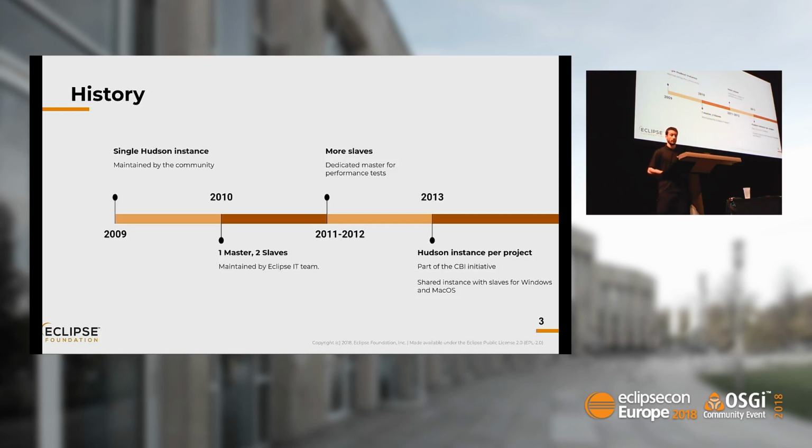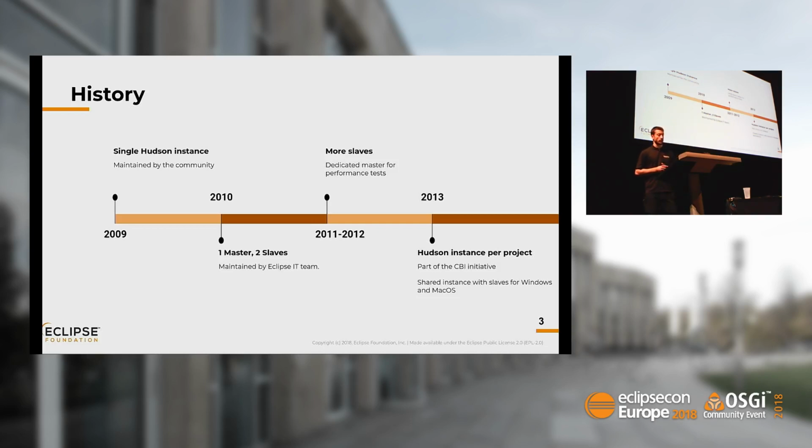In 2011 and 2012, even more slaves were added. There's even a dedicated master for the performance tests for the platform project, just to isolate it from any outside disturbances. And also in 2011, I guess most of you know that the Hudson project kind of went different ways. The Jenkins project was created due to some problems with Oracle at that time, and later in the year 2011, Hudson actually became an Eclipse project.